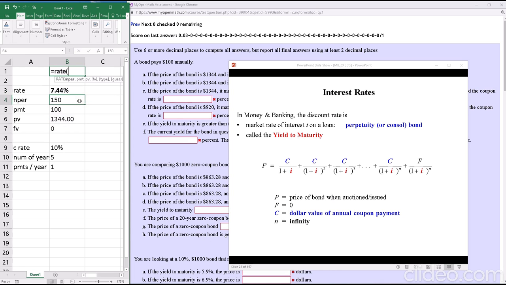If I go from 150 to 151, how much does the price go up by? Well, the price goes up by the coupon payment, $100, divided by 1 plus the interest rate. Okay, so 1 plus, we'll call it 1.0744. That's 1 plus the interest rate, right? Raised to the 151st power. So that's how much the price goes up by when we add the 151st payment.